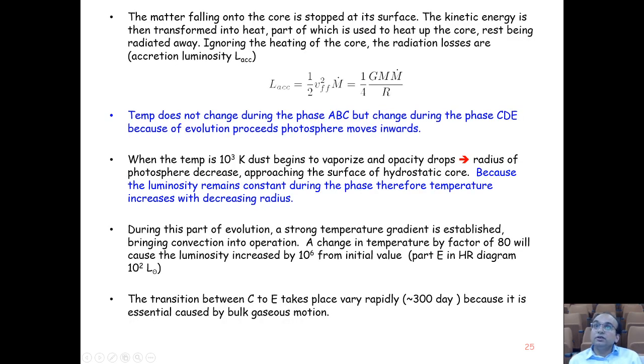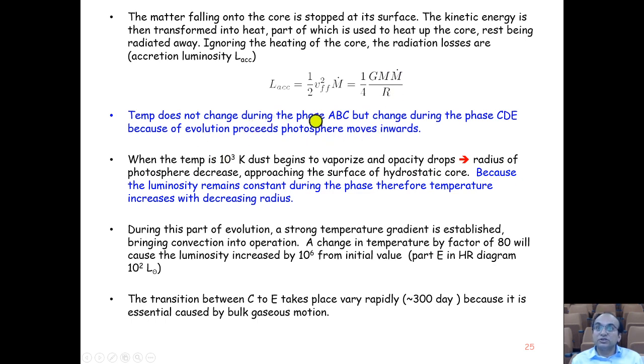So the matter falling onto the core is stopped at its surface. The kinetic energy is then transformed into heat, part of which is used to heat up the core, and the rest being radiated away. Ignoring the heating of the core, the radiation losses, which we call again the accretion luminosity, is something like half m v square, that is m dot v square, because it's a luminosity so I'm using the m dot here. So this is again one by four G M into m dot over R.